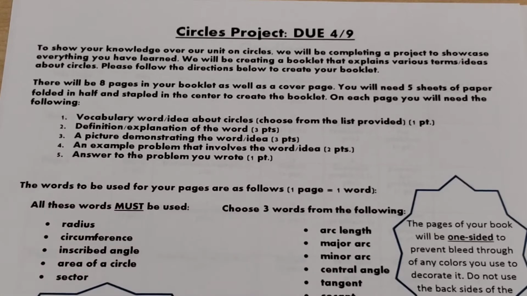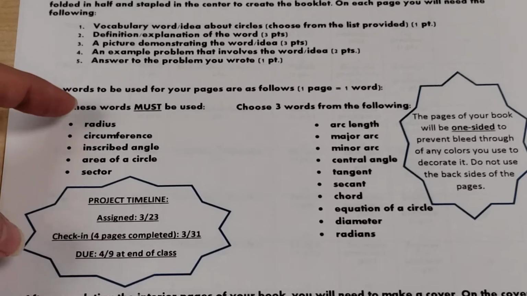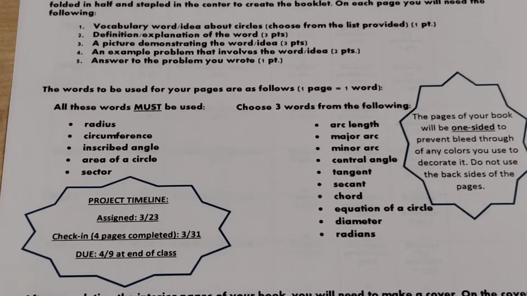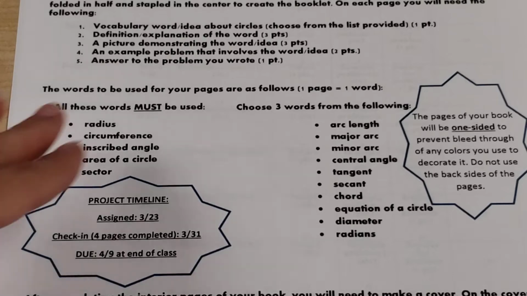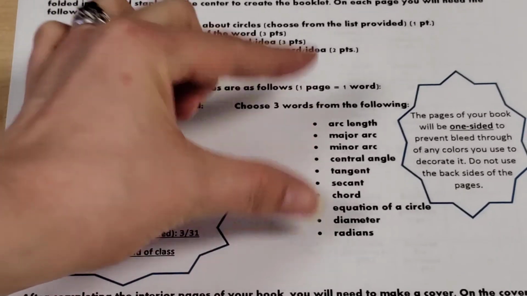You must use these 5 words. You have to use the word radius, circumference, inscribed angle, the area of a circle, and sector. Okay, you have to have those 5, and they can be in any order. And then you're going to choose 3 from this other part. You're going to choose from arc length, major arc, minor arc, central angle, tangent, secant, chord, the equation of a circle, diameter, or radians. Okay? And it can be anything about radians that we talked about. So you have to have all 5 of these, and then you choose 3 from over here.